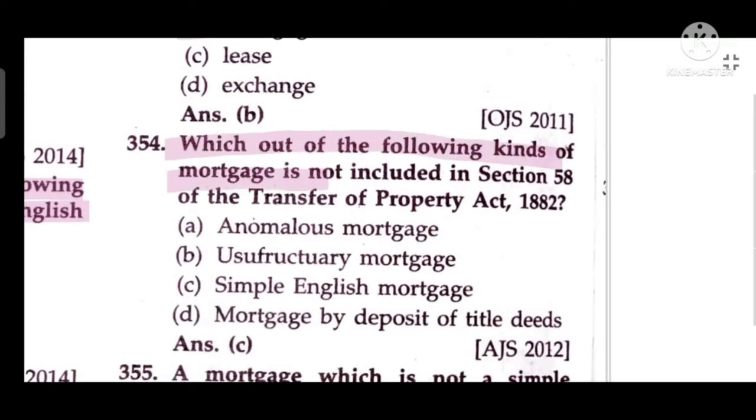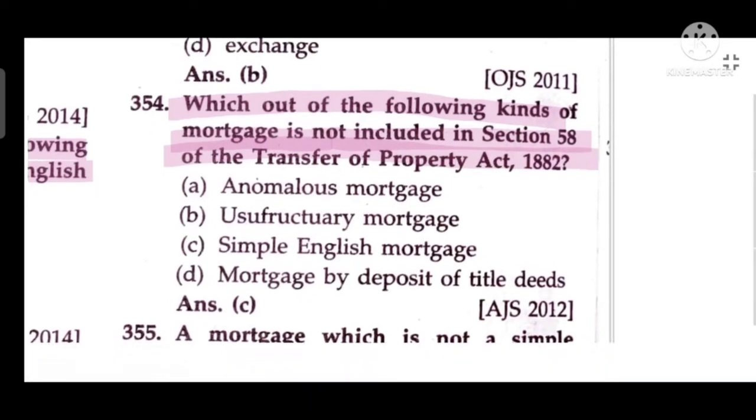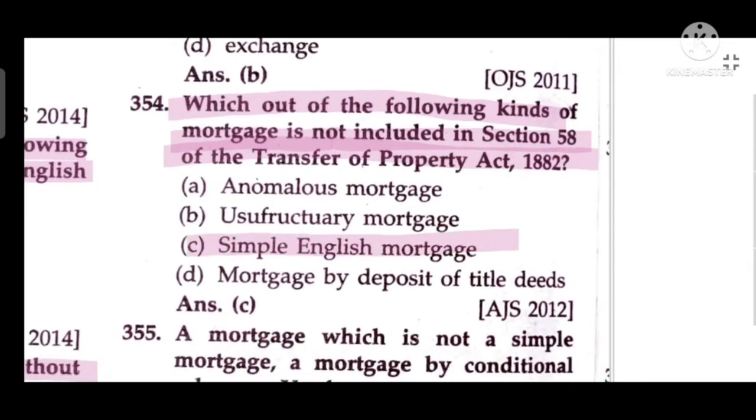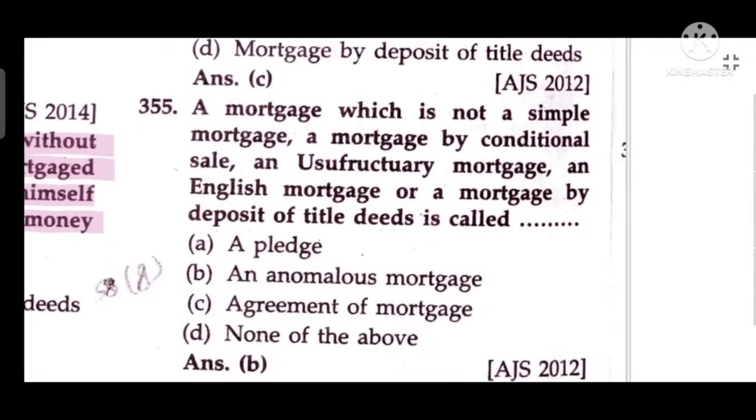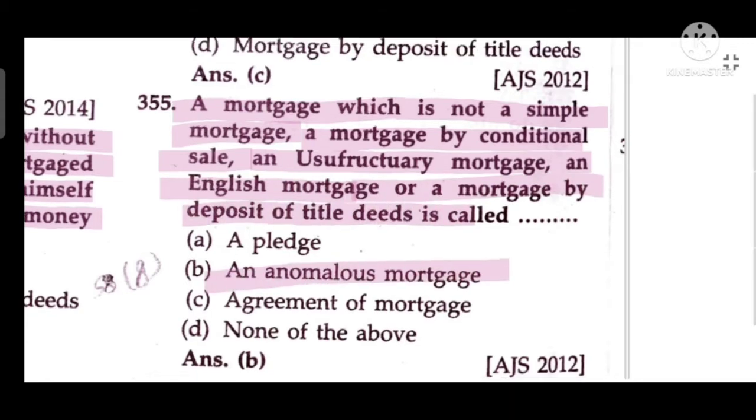Which one of the following kinds of mortgage is not included in Section 58 of Transfer of Property Act 1882? Simple, English mortgage. A mortgage which is not a simple mortgage, a mortgage by conditional sale, a usufructuary mortgage, an English mortgage, or a mortgage by deposit of title deed is called an anomalous mortgage.